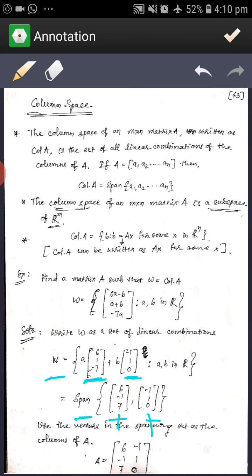So these are nothing but columns, columns of A. As it says, the linear combination of columns of A. So these are the columns of A, and we can write this as a matrix A. Through the column space of A we are finding the matrix A. So that is nothing but the column space here.